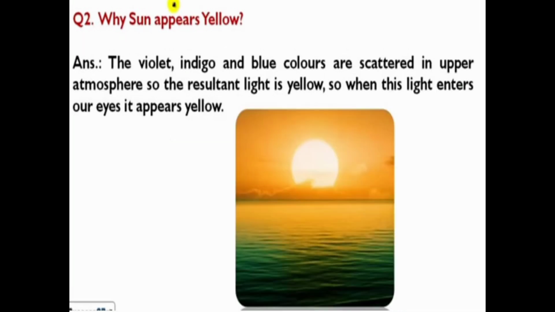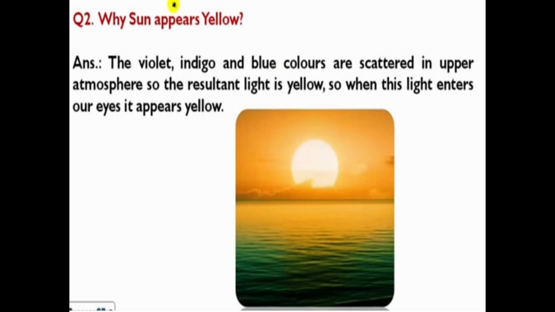Now another question is, why does the sun appear yellow? Or we can say, the color of the sun at sunrise and sunset is yellow. Why is it so? Have you wondered at any time why the sun and the surrounding sky appear red? So how can we find out? Let's see. The answer behind this is that the violet, indigo and blue colors are scattered in the upper atmosphere.